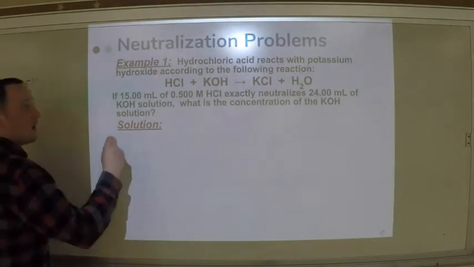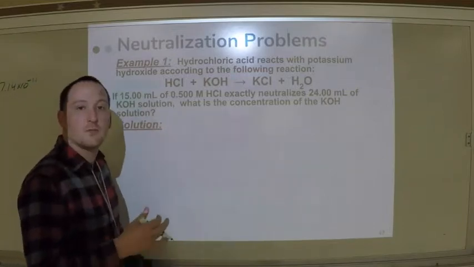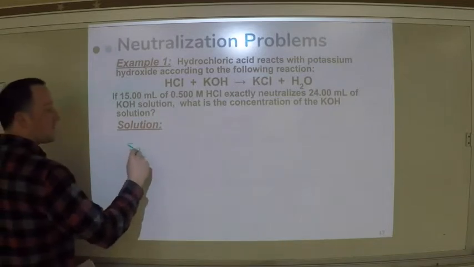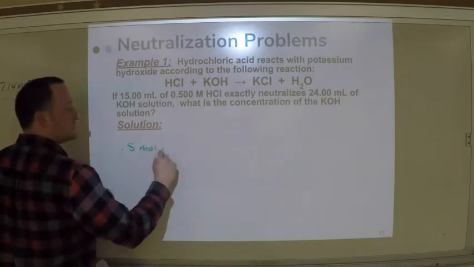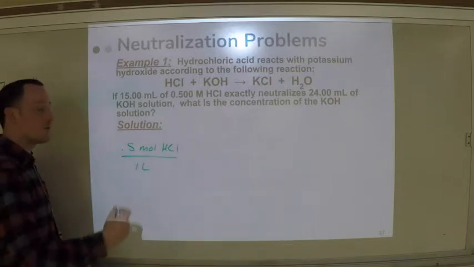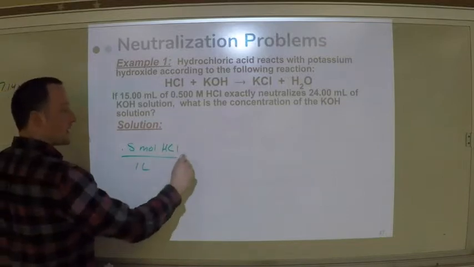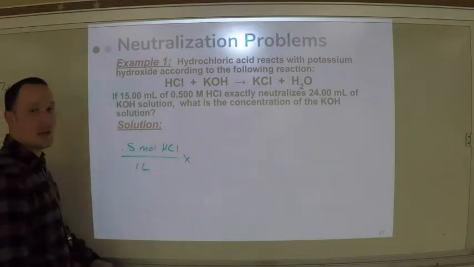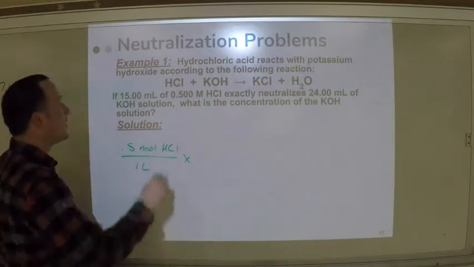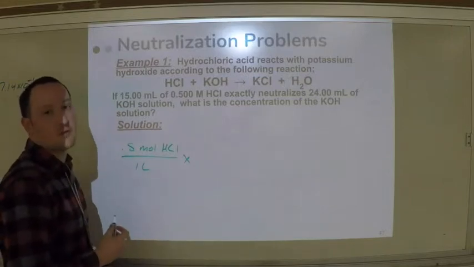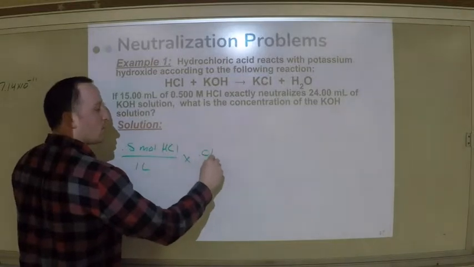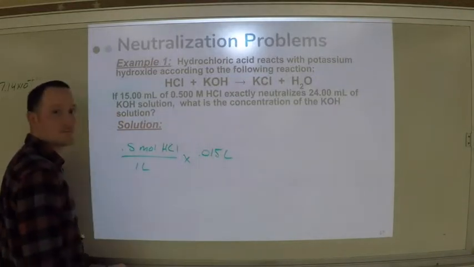Take my molarity, and again, molarity can be written as moles per liter. So I have 0.5 moles of HCl for every 1 liter. That's what molarity means, moles for every 1 liter. And I can multiply by this change to liters. Hopefully you've learned the quick trick for changing milliliters to liters by now. I move the decimal point 3 spots to the left. So I'm going to multiply by 0.015 liters.